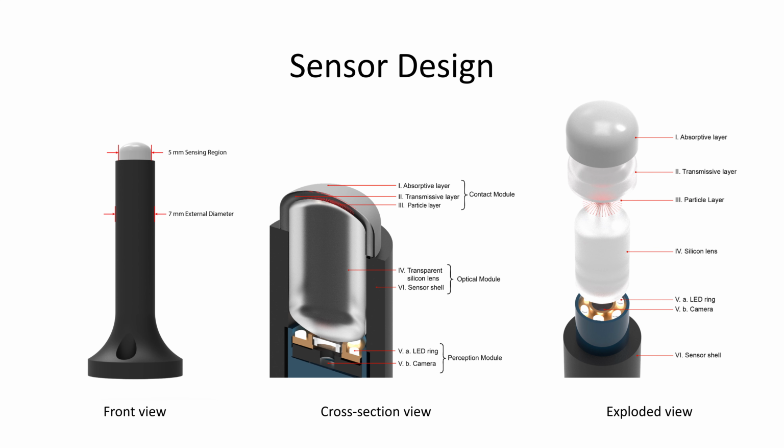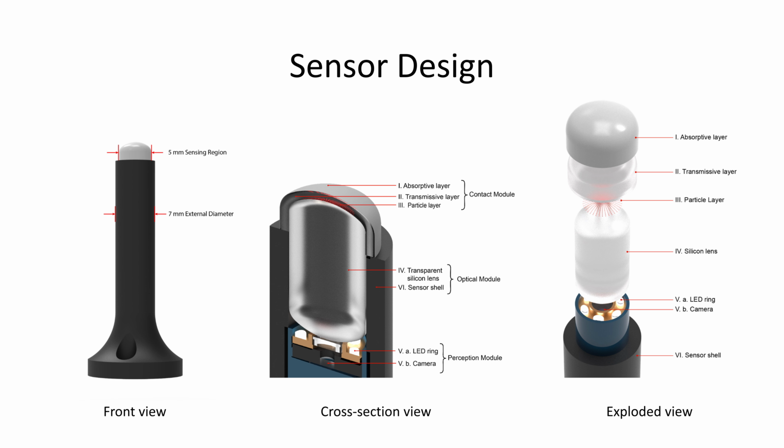TacScope is designed for compactness, making it ideal for surgical applications. It has a 7 mm physical diameter and a 5 mm sensing region. Here, we present the exploded and cross-sectional views of TacScope, highlighting its three main modules: perception module, optical module, and contact module. The perception module consists of a miniaturized camera and an LED ring for visual sensing.